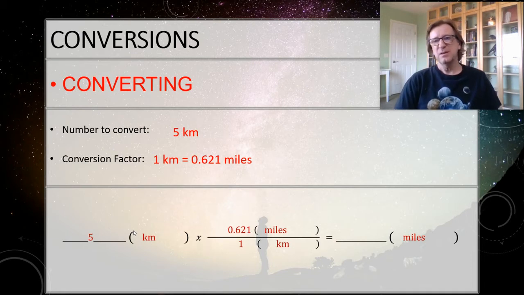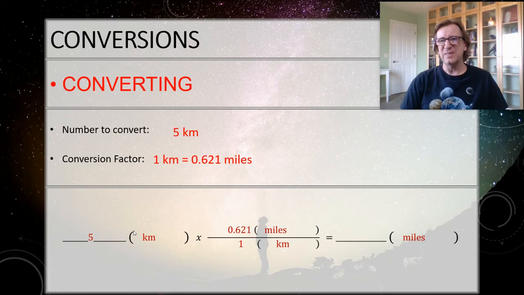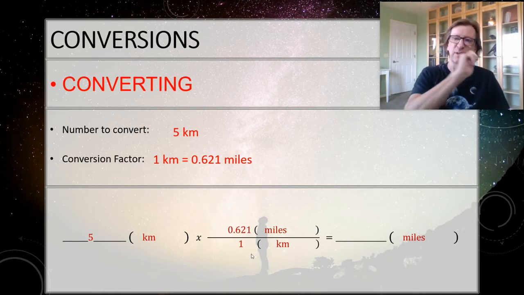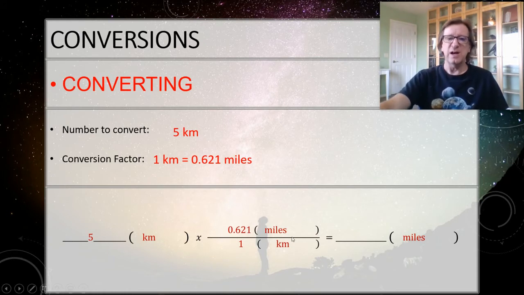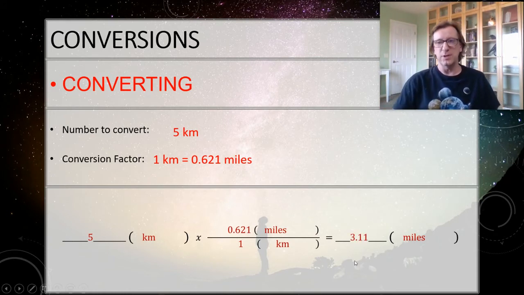Now you may say, Kilo, why am I dividing by 1? That didn't change anything. That's true, but this number won't always be 1. So you may as well get in the habit so that you never have to think about it. Multiply by everything at the top, divide by everything at the bottom, hit equals, and you're done. So 5 times 0.621 divided by 1 then gives 3.11 miles.